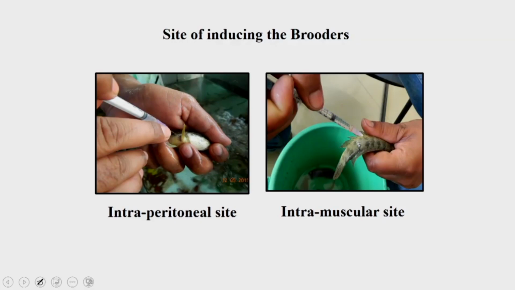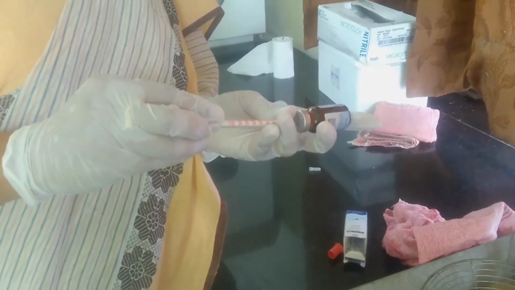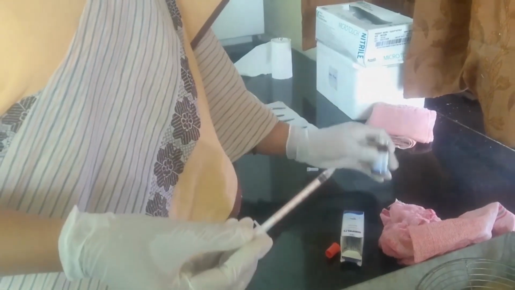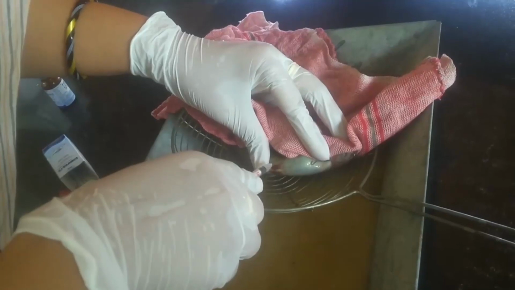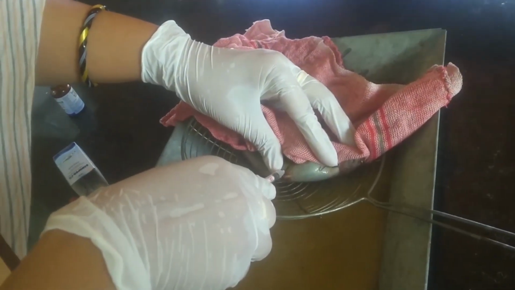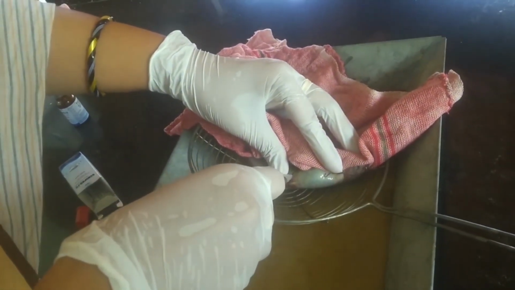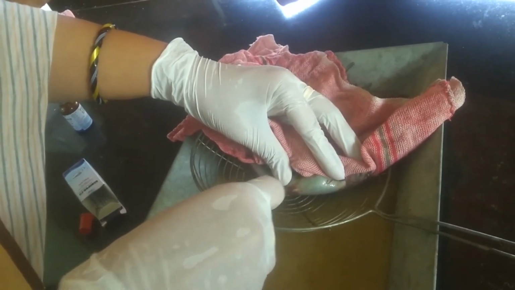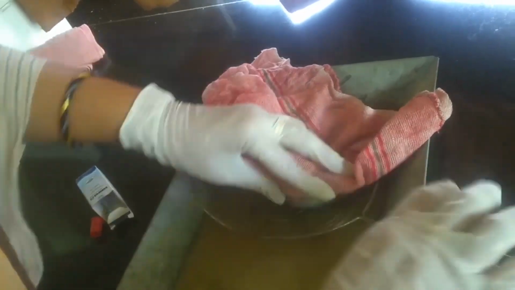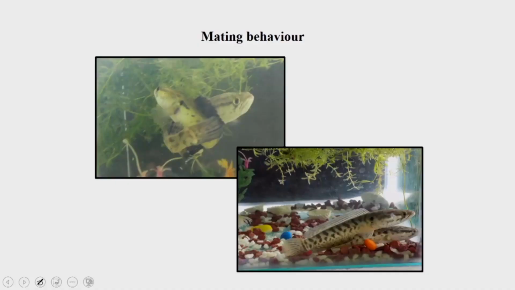Then you have two options. You have two sites for inducing the brooders for the ovulations. You have the intraperitoneal injection, so you can give the intraperitoneal injections to the fish, or you can give the intramuscular injections of the hormones to the fishes, and then you are going to keep the male and female together for the mating.